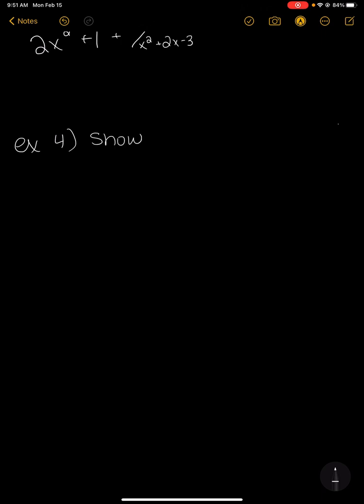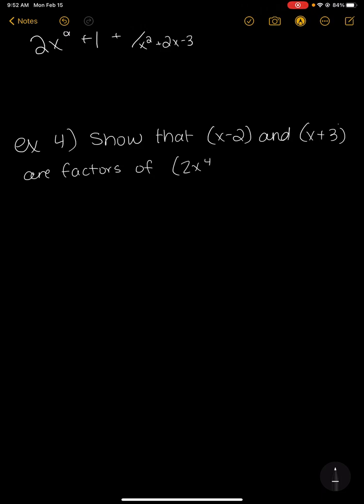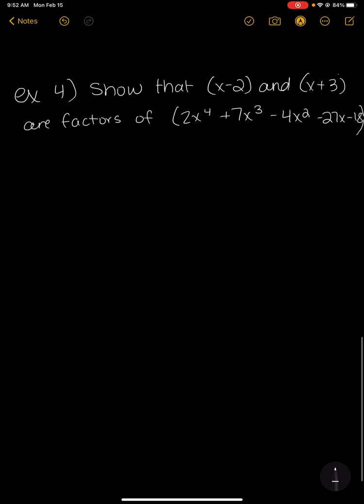So we are going to show that x minus 2 and x plus 3 are factors of 2x to the fourth plus 7x cubed minus 4x squared minus 27x minus 18. All right, so in order to show that, that means that we have to divide and make sure that our remainder is 0.